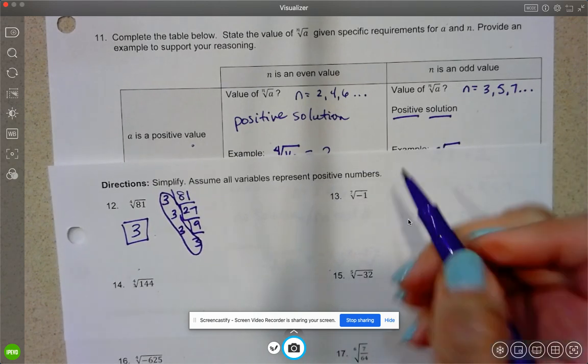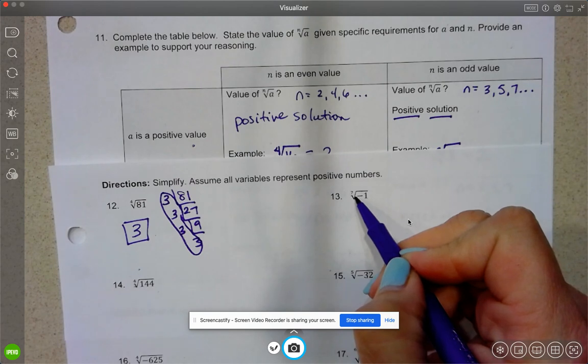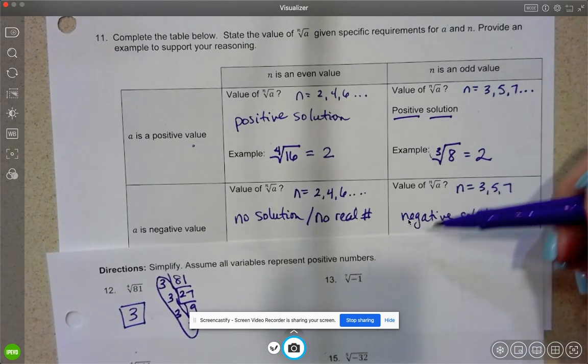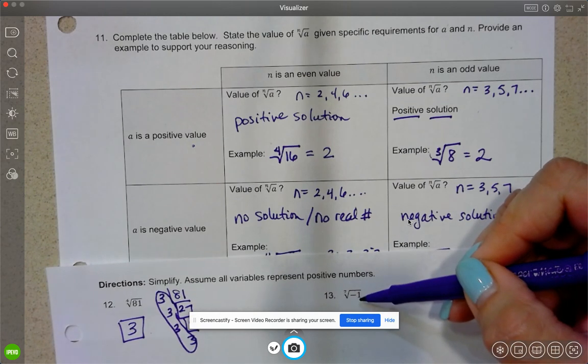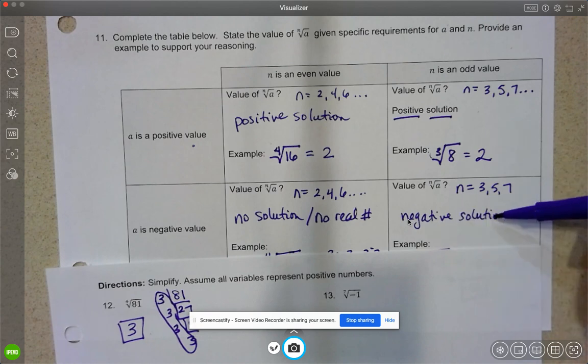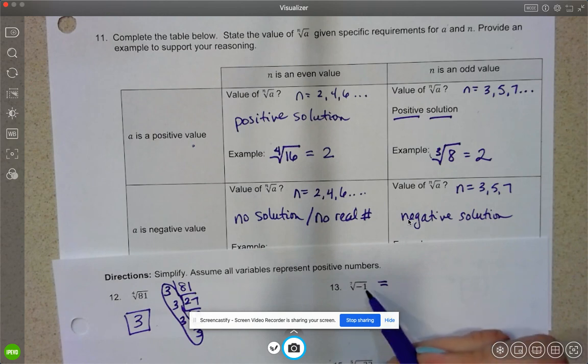Okay, now here I have 7 as my index, which is odd, and I have a negative value in as my A. So I know that I'm going to get a negative solution. So what number can you multiply by itself 7 times and get -1? Well, -1.